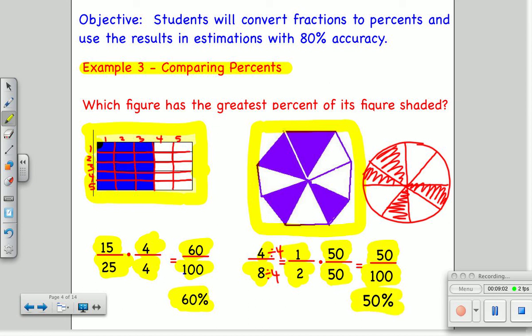So now let's answer the question. Which figure has the greatest percent of its figure shaded? So which one has more shaded? The one that has 60% shaded or the one that has 50% shaded? All right, hopefully you answered this one. This one has 60% shaded, which is more than 50.